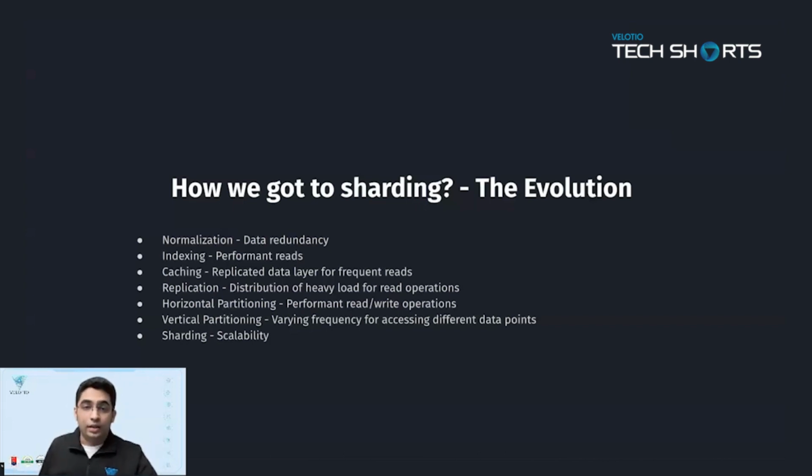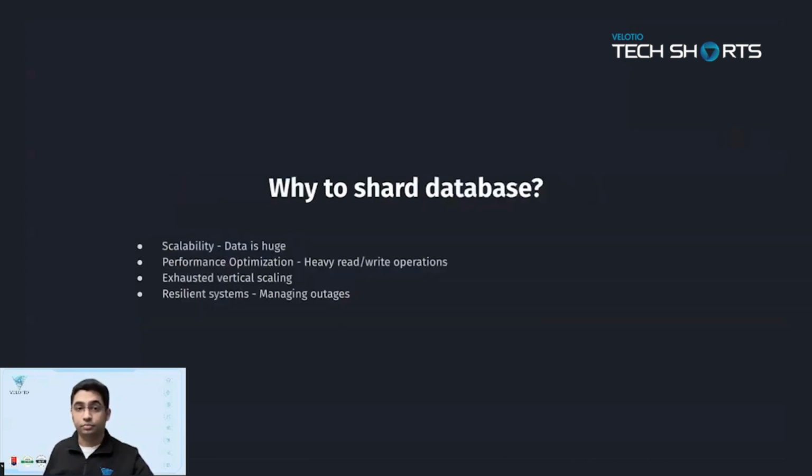But after all these different techniques have been exhausted and we still are not meeting our SLA, then one can think about scaling this horizontally. And that is where one can consider sharding. So now let's understand why to shard database. So one is what we just covered is data is huge. Data has grown to a limit where all the standard techniques are proving ineffective. So scalability is one reason for sharding a database. Then performance optimization. Now, because sharding relies on partitioning, so this indirectly helps with performance optimization.